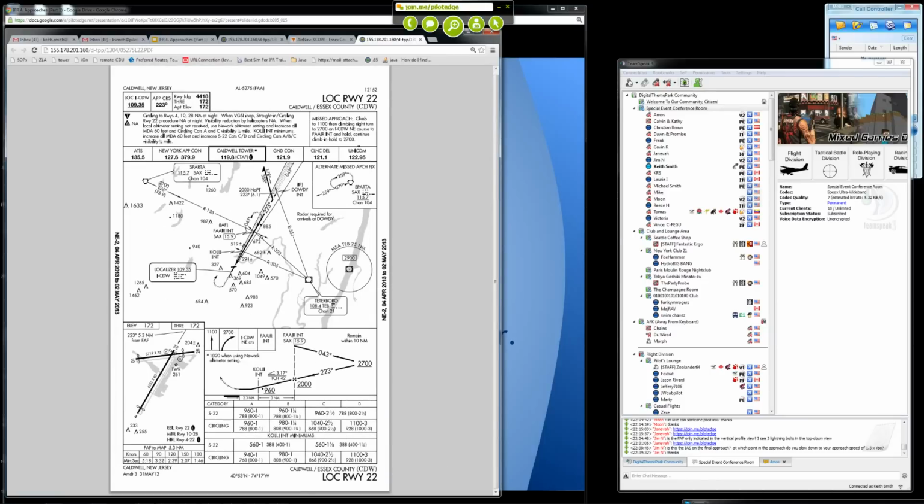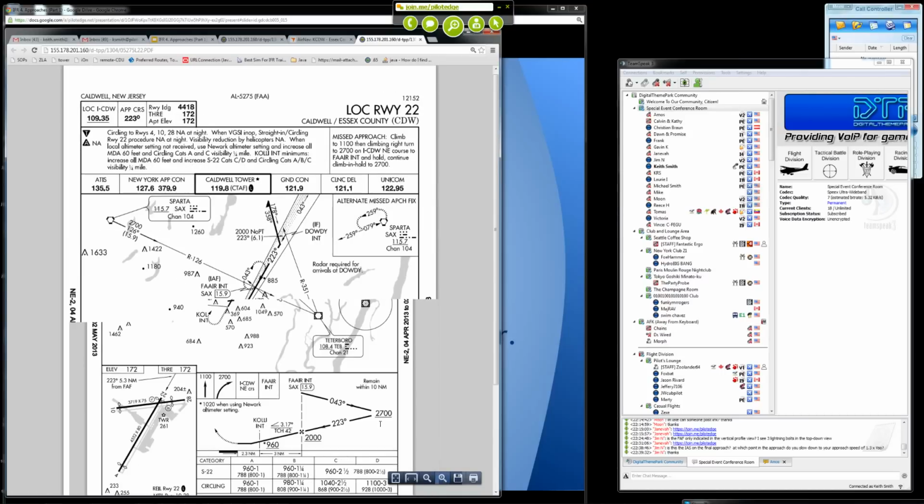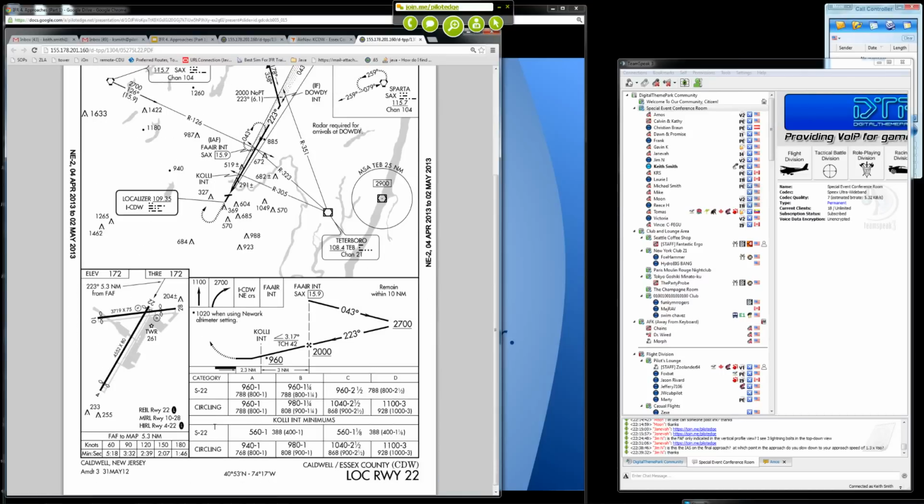Okay, this is the localizer runway 22 into Caldwell, New Jersey. Let's assume that we're flying to runway 22, the straight-in minimums for 22, and we're able to identify Collie. Collie is this step-down fix inside the final approach fix. So we can come down to 560 feet. That's great. So let's assume that the weather reporting for Caldwell says that it is currently 400 overcast.